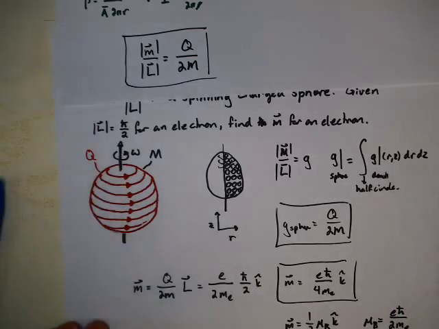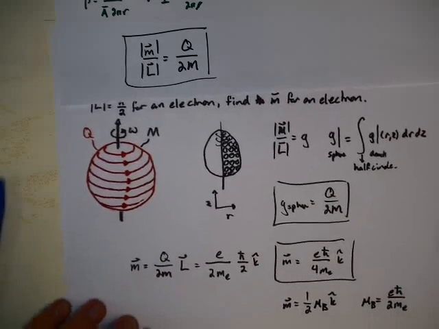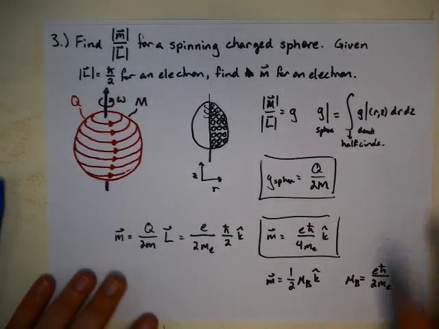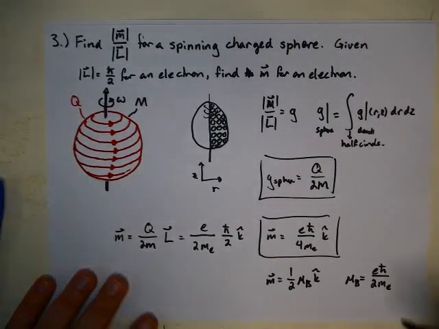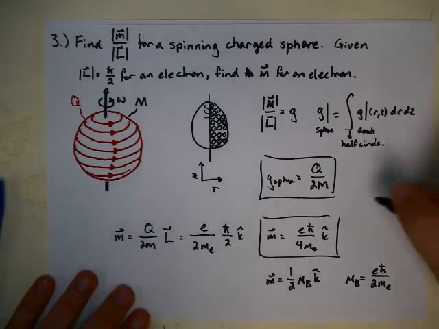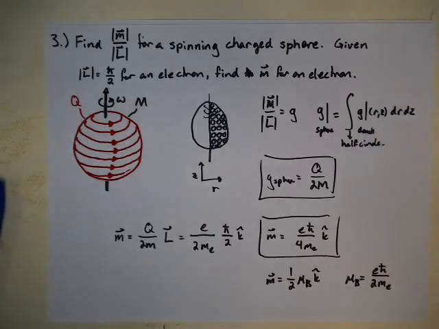The Bohr magneton was defined as the magnetic moment for an electron in an orbital. Bohr did this model of the atom where the electrons existed in these quantized orbitals. If you treat the electron as a particle going around this orbital, this is the magnetic moment you would find for that case. Okay, so that is the solution to problem 3.